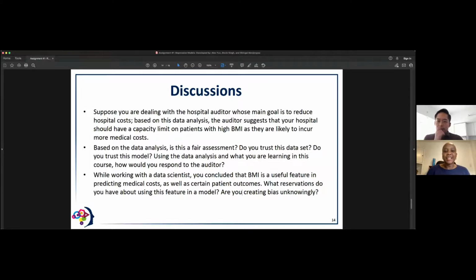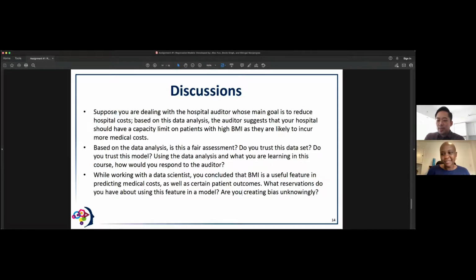All right, the fairness of this. Is this a good way to try and reduce costs? I mean, if you say limit capacity on patients with high BMI, what does that even look like? Are we going to turn patients away? What are your comments on the fairness of trying to do something like that based on this analysis?